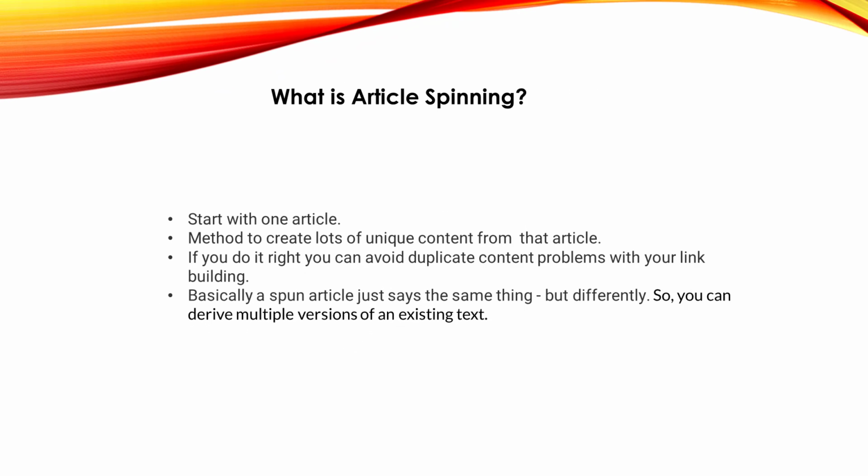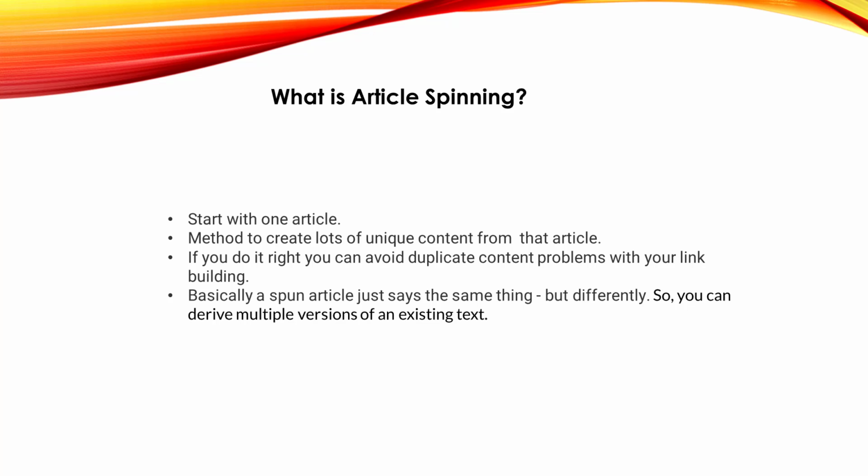What is article spinning? You start with a source article. Now that article may be yours or somebody else's. It's a method to create lots of unique content from that article, and if you do it right, you can avoid duplicate content problems with your link building. Basically, a spun article just says the same thing, but differently. So you can derive multiple versions of an existing text.